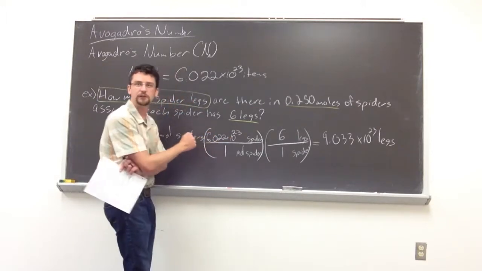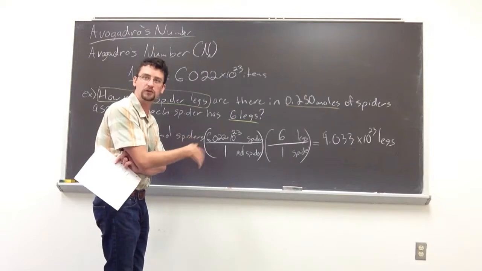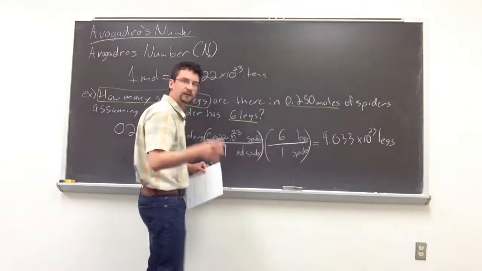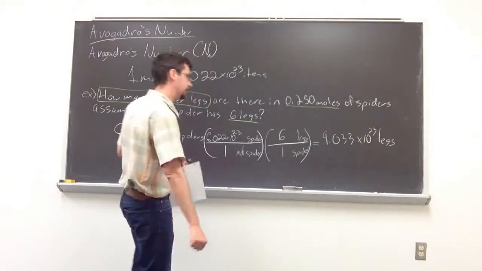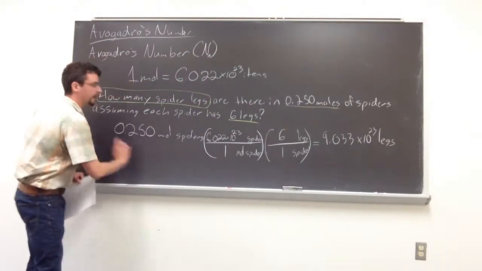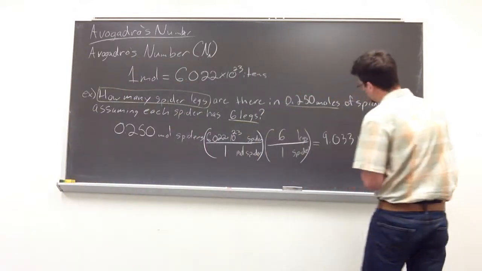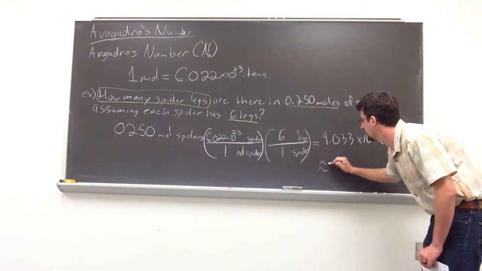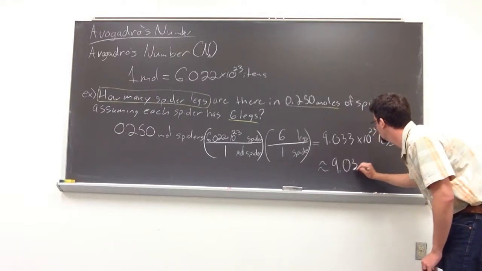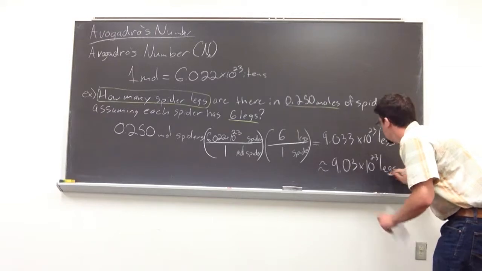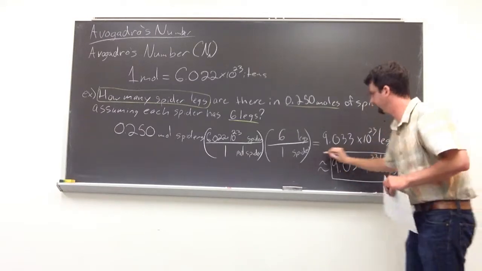There are more decimals past that 0.022. And as we look at this value, these are exact numbers for exactly 1 spider. We have 6 legs. So we're limited by the number of sig figs of our original number, which is 3, so we have to approximate this to 3 sig figs. Therefore, 9.03 times 10 to the 23rd legs is the answer that we'd want to report.